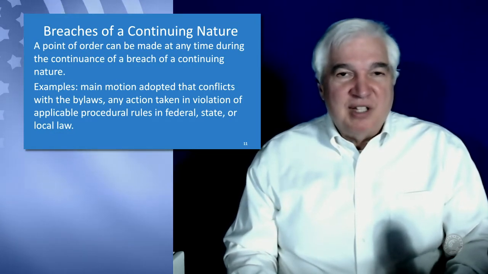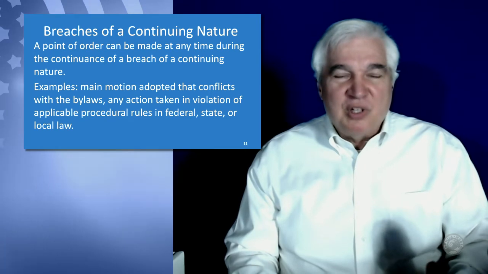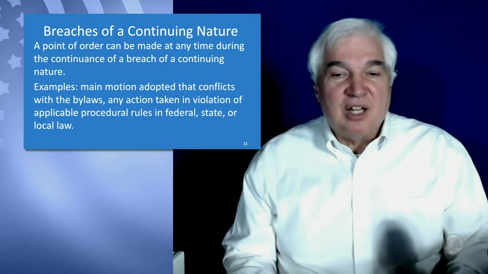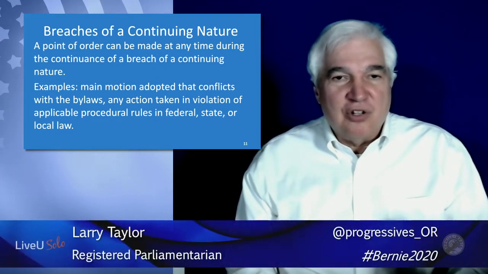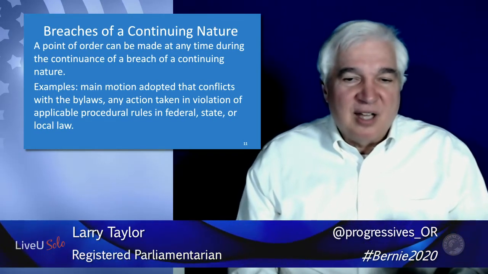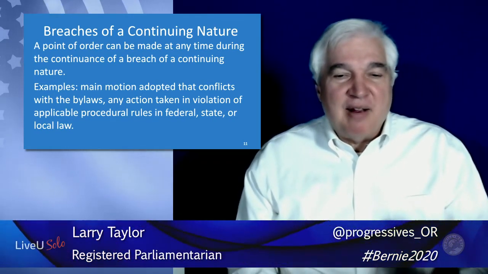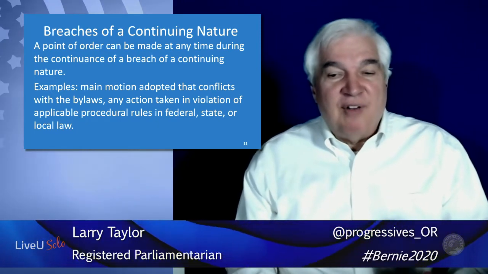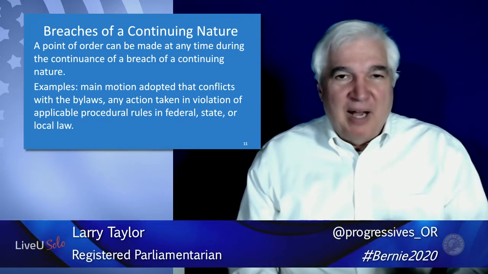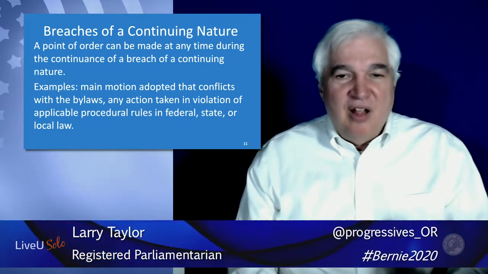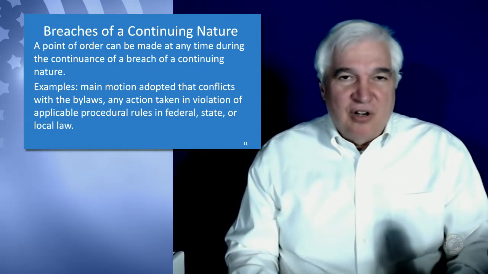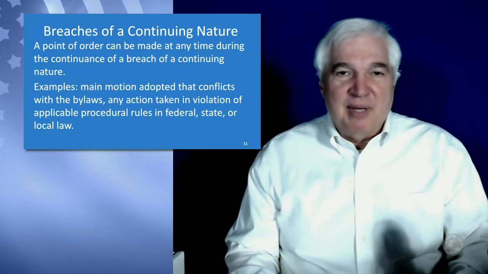So there's breaches of a continuing nature. This is when something is going on continuously outside of a regular meeting. A point of order can be made at any time during the continuance of a breach of a continuing nature. Examples: when a motion is adopted that conflicts with the bylaws, or any action taken in violation of applicable procedural rules and federal, state, or local law. We've got some very interesting research going on about who can vote in meetings, and those would be examples of breaches of a continuing nature.